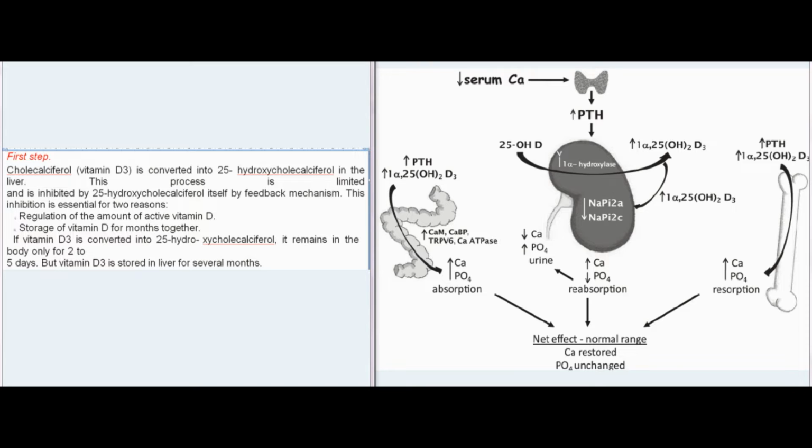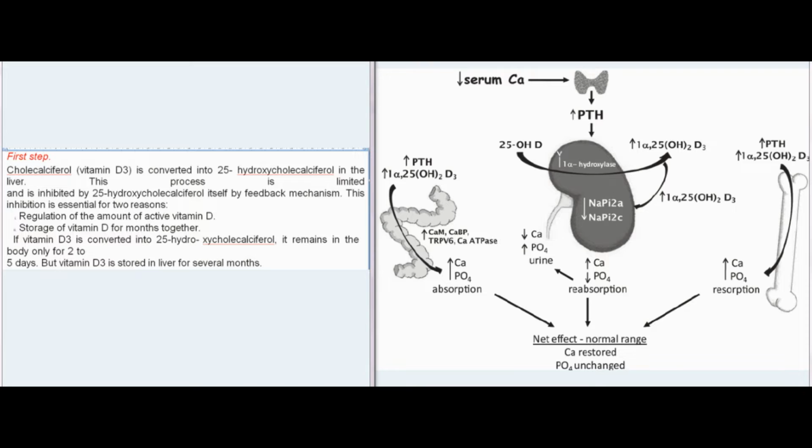It is also obtained from dietary sources. The activation of vitamin D3 occurs in two steps, Fig 68.2. First step. Cholecalciferol, vitamin D3, is converted into 25-hydroxycholecalciferol in the liver. This process is limited and is inhibited by 25-hydroxycholecalciferol itself by feedback mechanism.